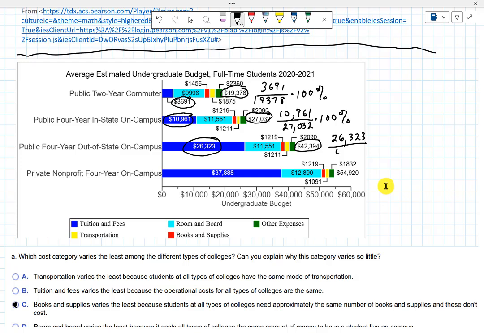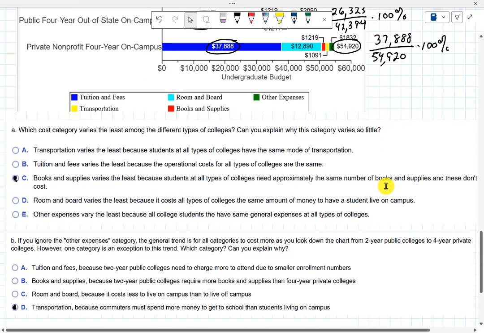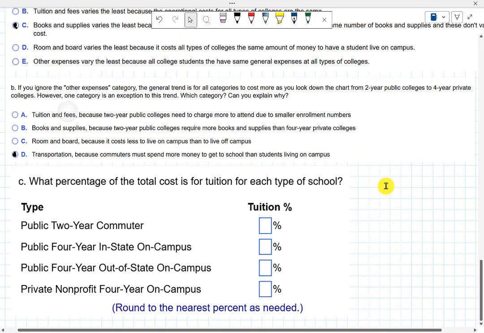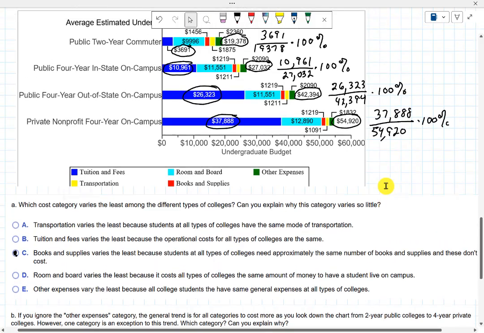26,323 divided by 42,394 times 100%. And then the last one, we do 37,888 divided by 54,920 times 100%. Now let me see how much accuracy they need us to have here. It says round to the nearest percent, so I don't even have to go use a decimal.